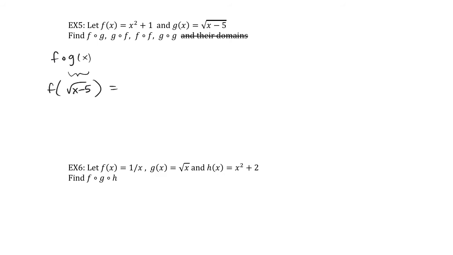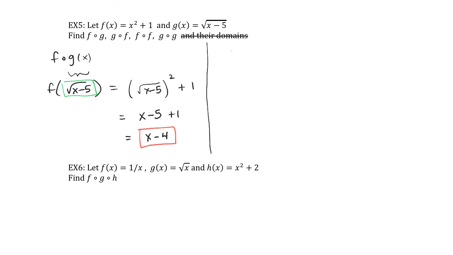What f does is it takes my input, squares it, and then adds 1. My input now is square root of x minus 5. Squaring a square root undoes it, and I'm left with x minus 5 plus 1. So I've got x minus 4 as my final answer.